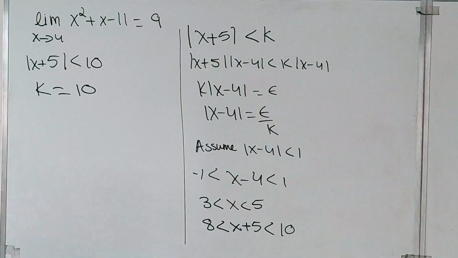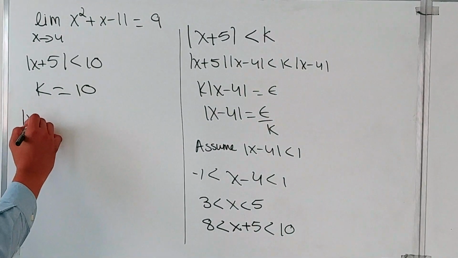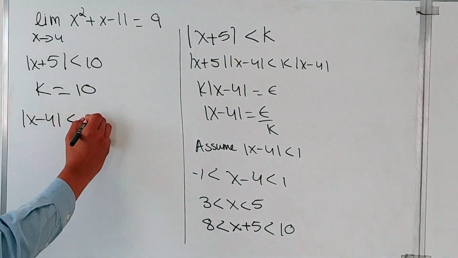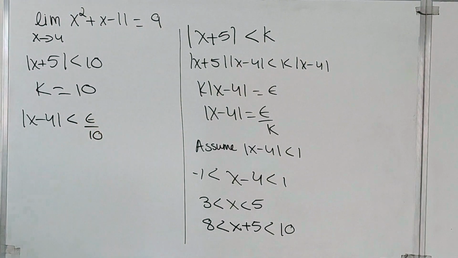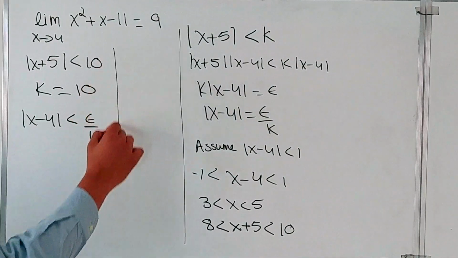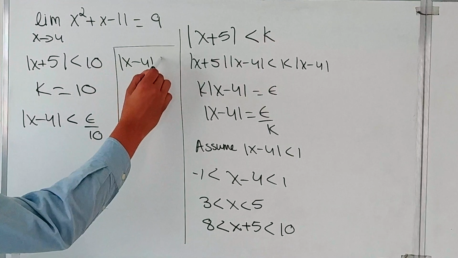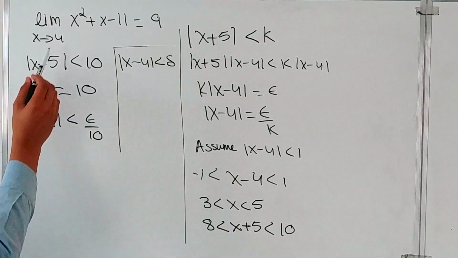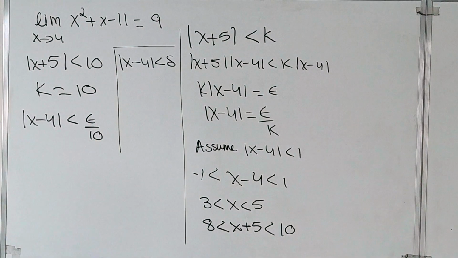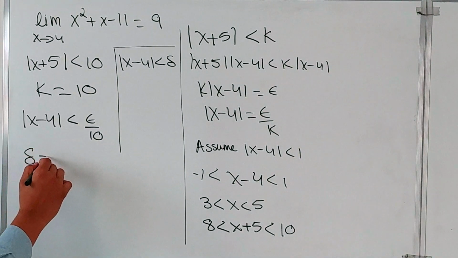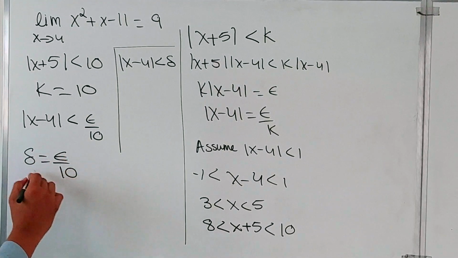Anyways, so now what we can say is that the absolute value of x minus 4 must be less than epsilon over 10. And if you remember the stuff that I just erased, I should have kept that. The stuff that I just erased was the absolute value of x minus 4 must be less than delta, right? We can get that from there. So finally, we can make our comparison and say that delta equals epsilon over 10.